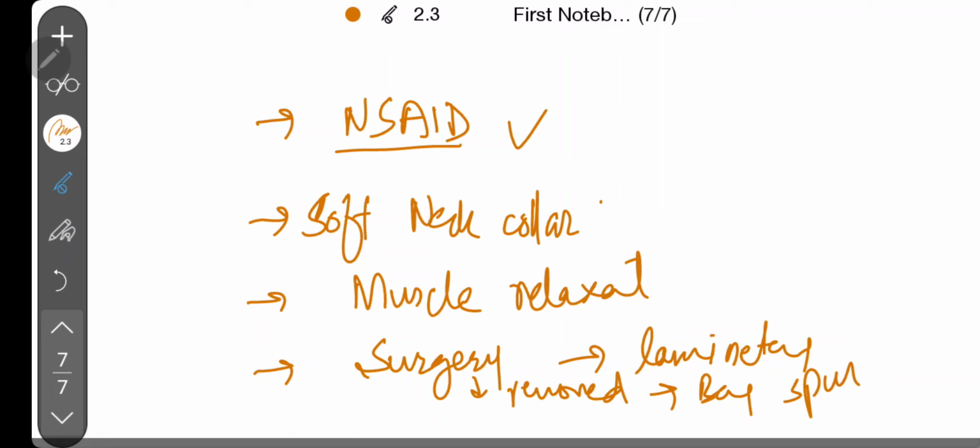So NSAIDs, neck collar, muscle relaxants like baclofen, and surgery like laminectomy, or if a bony spur is there, to remove that one.